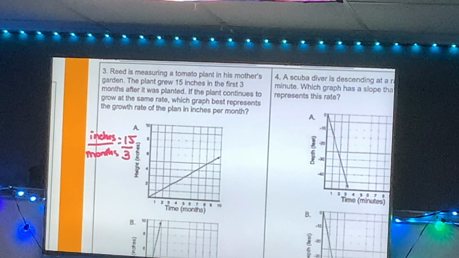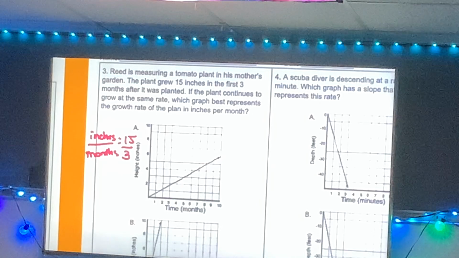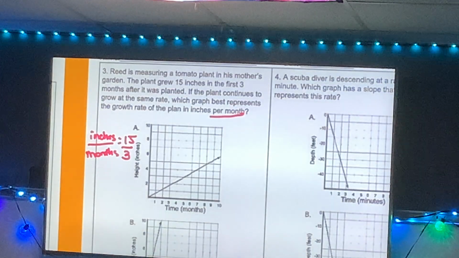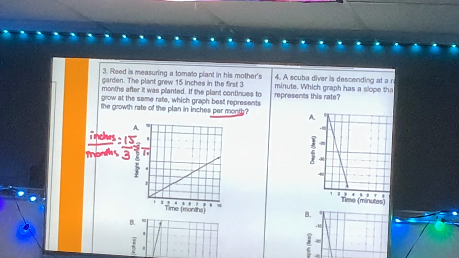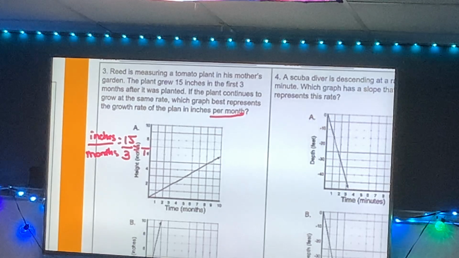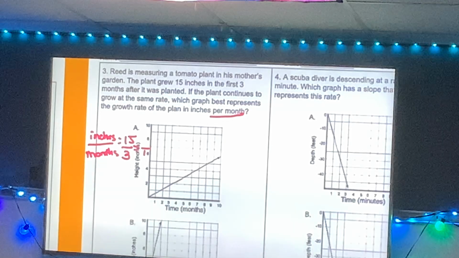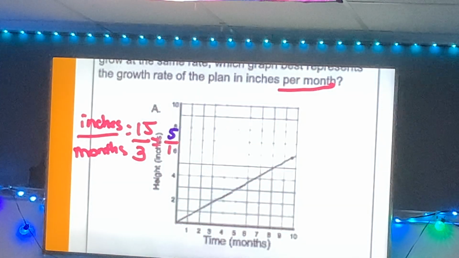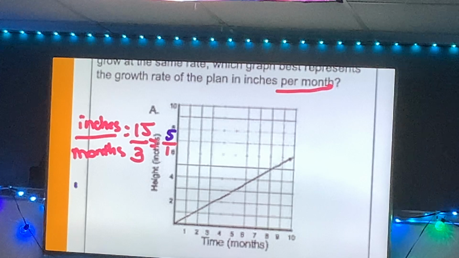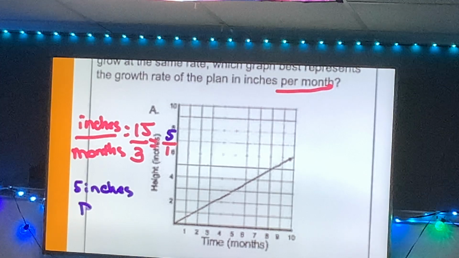If the plant continues to grow at the same rate, which is the best growth of the plant per month? So I need it for 1 month. Do you see where we're going for unit rate? So how much is it going to grow per month? Five, thank you, because 15 divided by 3 is 5. So it is 5 inches per month.